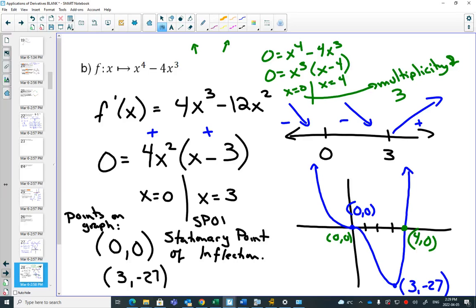So this graph, using grade 12 pre-calculus, you would have had these two x-intercepts. You would have known it bent here. You just wouldn't know how far it went down to 3, negative 27. Now that we have calculus, we get exactly where that minimum is. We know why the bend is there.